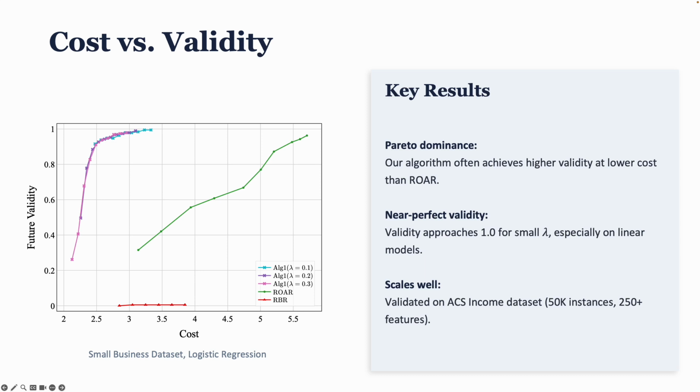First, Pareto-dominates. Our algorithm achieves higher validity at lower cost than ROR, and you can see our curve reaches near perfect validity much faster. Second, near perfect validity. Validity approaches 1 for smaller lambda values, and ROR takes much longer to climb, and RBR stays at near zero validity in this setting. Third, the algorithm scales well, as we'll see on the next slide.